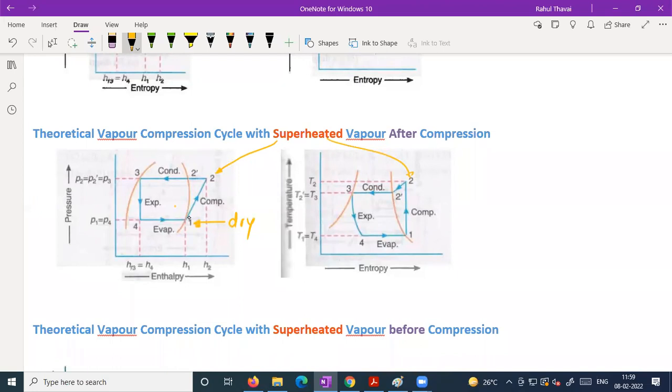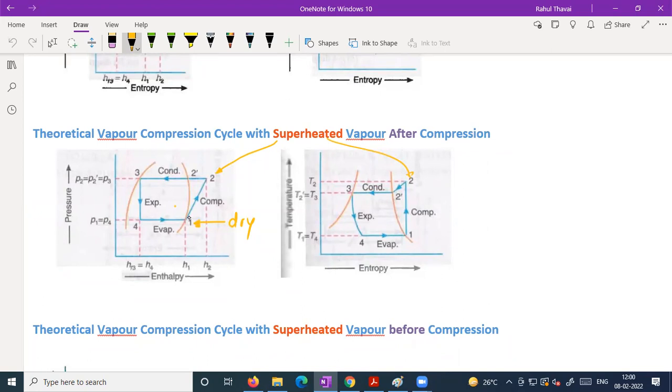So here it is a vapor. I want the vapor at point number two to be superheated, so point number two is lying on the right hand side of the dome. That is superheated. Then it is supplied to the condenser, where it gets condensed to saturated liquid at point number three. Further, it is expanded in a capillary tube. So at point number four, we will get a wet vapor, and that wet vapor is supplied to the evaporator.